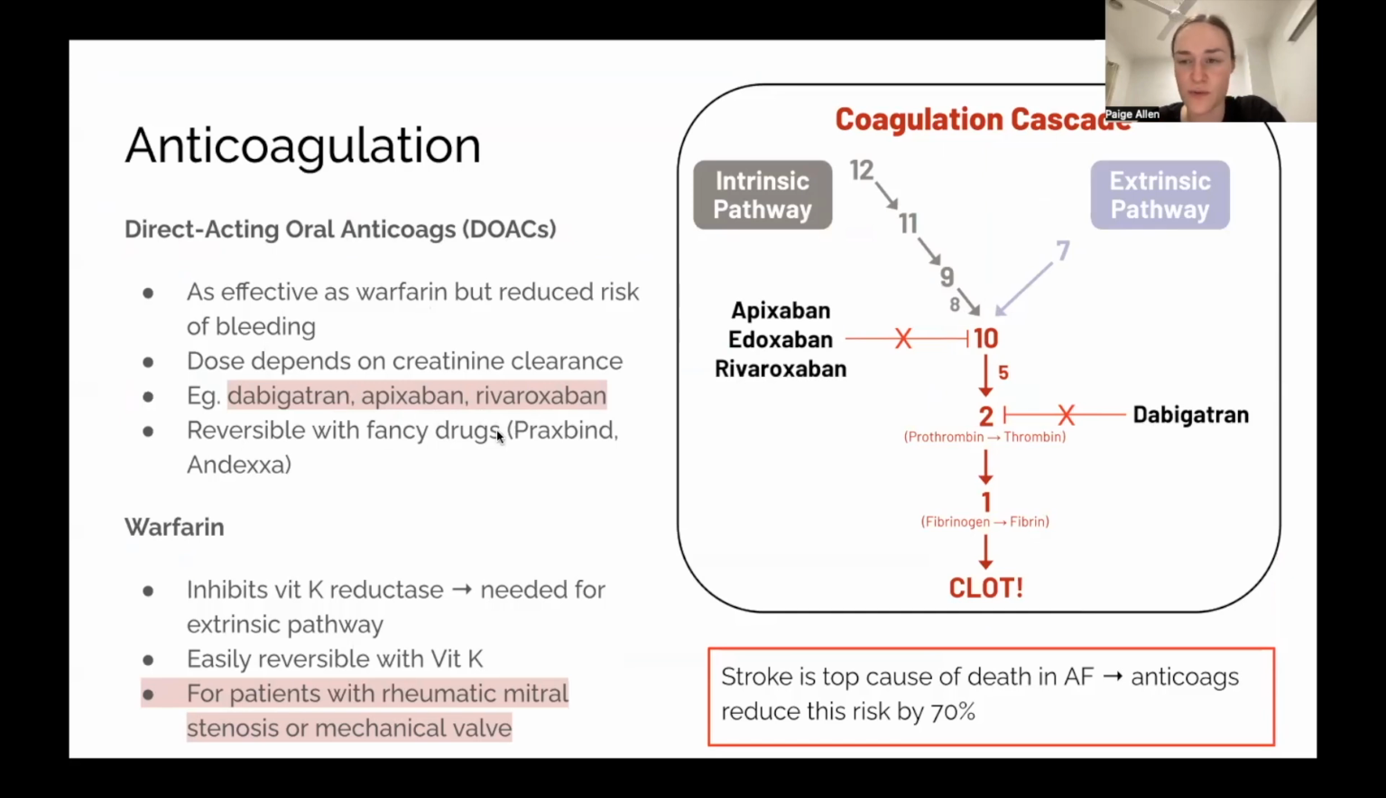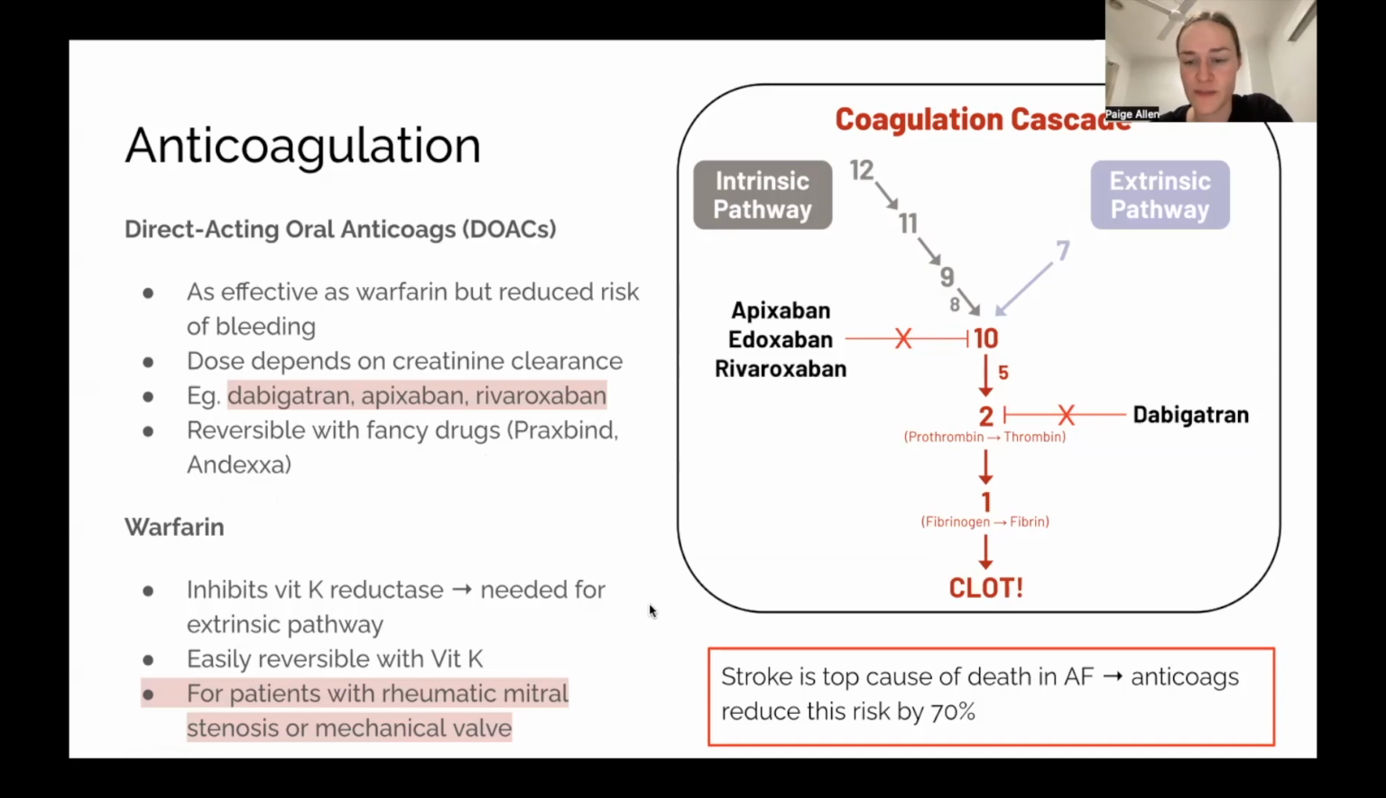They do have reversing agents for each of them. One's called Praxbind, one's called Andexxa. But generally it's a problem because you can't just stop these medications and then go right into theater. If you do have a need to go to theater, you usually have to stay off of them for a couple of days to change your bleeding risk. But just know that those do exist. You'll see that maybe in clinic in the future, but I think they're still pretty new.